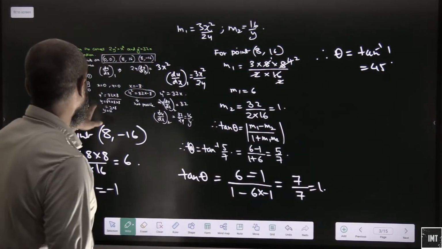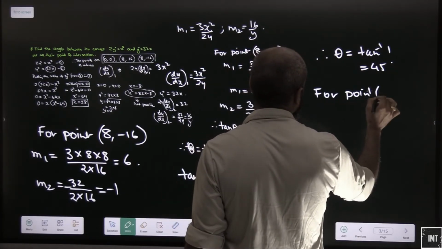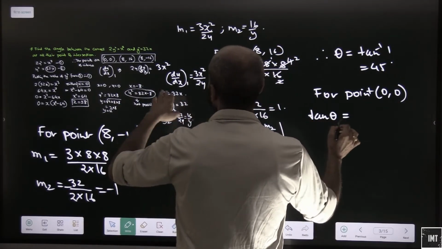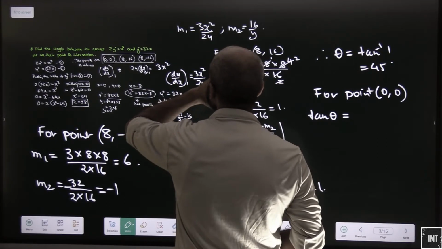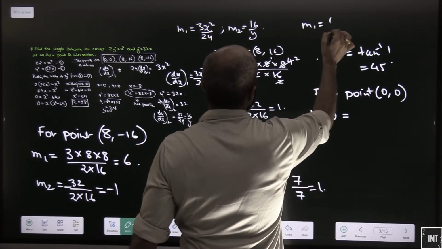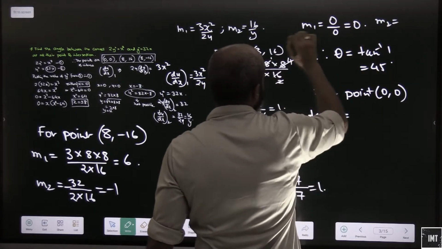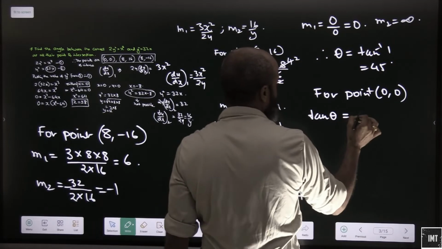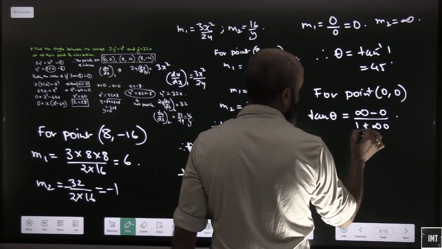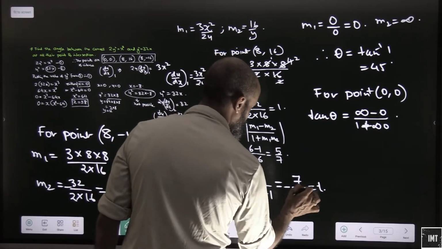Now the last one we have here is for point (0, 0). For point (0, 0) we will have tan theta equal to (m1 - m2) upon (1 + m1 m2). M1 here will become 0 by 0, so that will be 0. M2 is going to become how much? 16 by 0. That's going to be infinite. So tan theta will be (infinity - 0) upon (1 + infinity into 0), or rather, if it is 1 plus here, this should be minus 1.